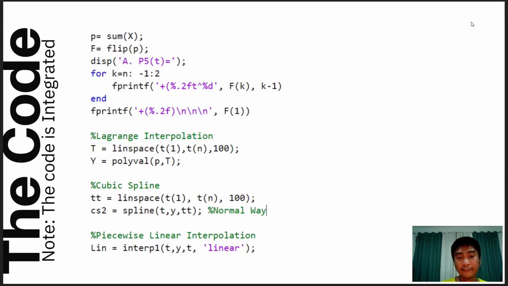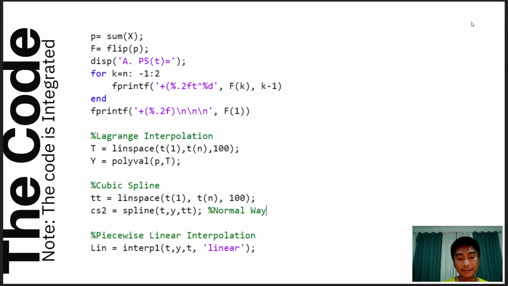Then we fprintf the following equation, and we end it with another fprintf. For the Lagrange interpolation, t is equivalent to linspace of t of 1, t of n, and 100, and then y is polyval of p comma t. Then the cubic spline is set up the same way in the following slide. So tt is equivalent to linspace of t of 1, t of n, and 100, then cs2 is spline of t comma y comma double t, semicolon, the normal way.